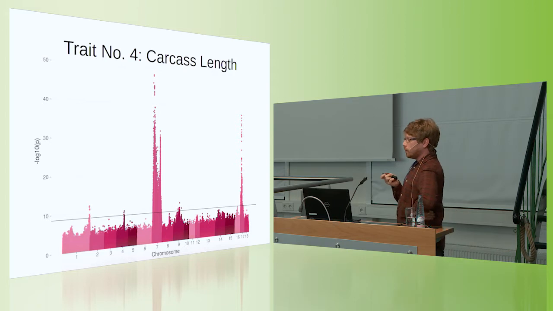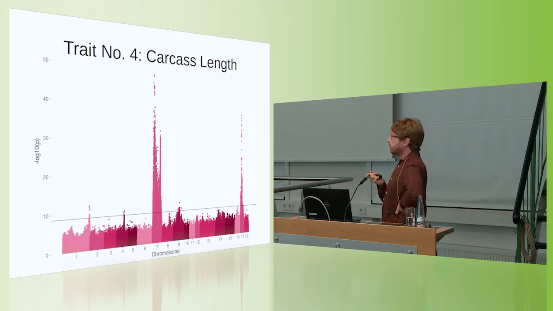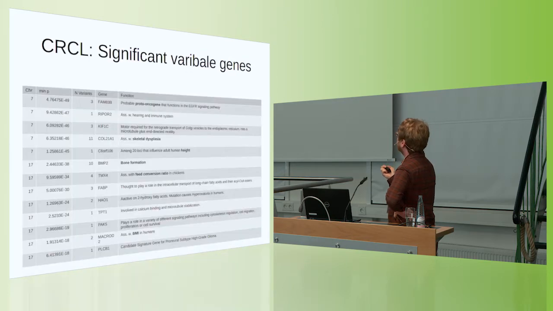So the last trait I'm going to talk about is carcass length of the animals. So we found 2 prominent peaks on chromosome 7 and 1 on chromosome 17. I think this one wasn't described before.